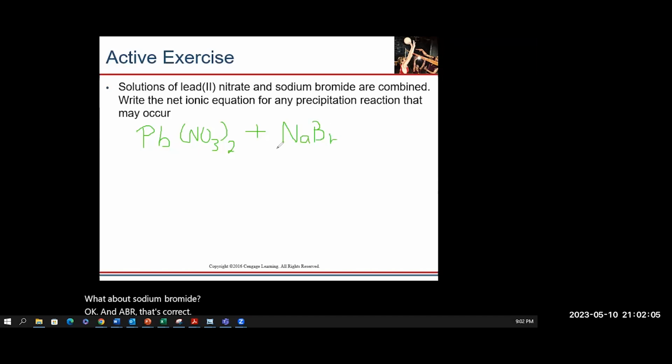So are they going to be the lead-2 nitrate? Is that going to be soluble or aqueous, or is it going to be a solid? Aqueous. And what about the sodium bromide? Aqueous, that's correct. Okay, so it's a double displacement reaction. So who's hooking up with whom?